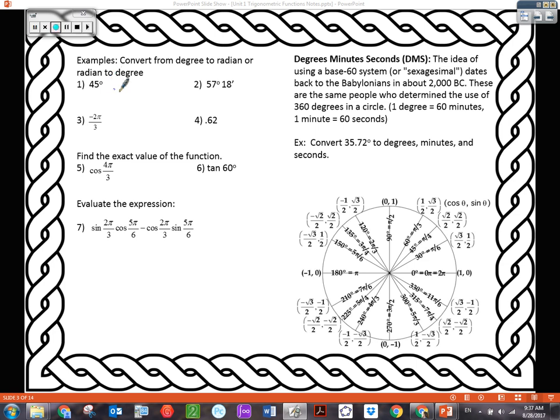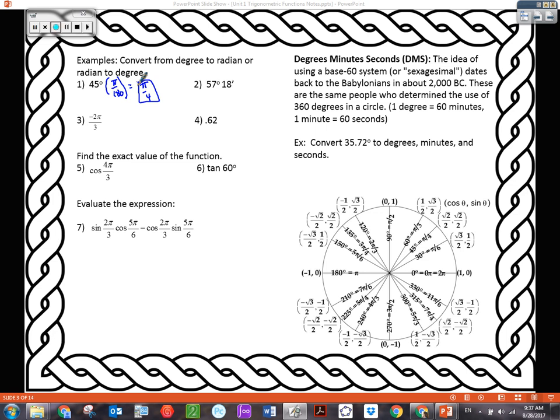So this is a degree, and we want to go from degrees to radians. So here's where we want the pi, right? So we're going to multiply by pi over 180. Then we simplify all that, because we always want our answer in simplest form. So that turns out to be pi over 4.